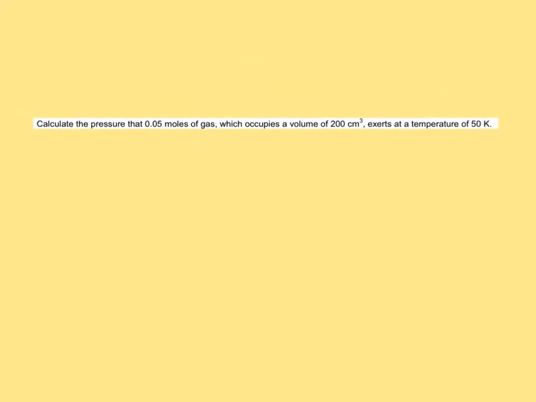Right, next one. Here's the next question. Calculate the pressure that 0.05 moles of gas, which occupies a volume of 200 centimeters cubed, exerts at a temperature of 50 Kelvin. So once again, standard procedure. Get our numbers that we know of. So 0.05 moles, 200 centimeters cubed, and 50 Kelvin. Now we want to figure out what we're calculating, which in this case is pressure.